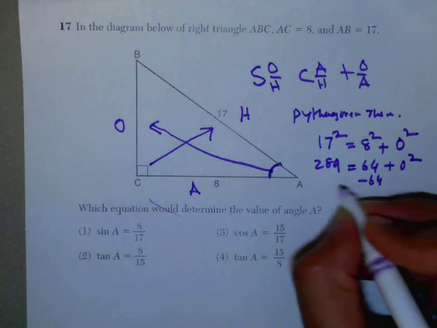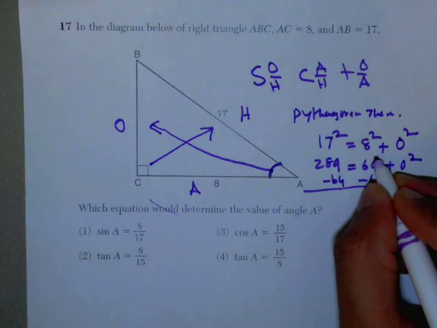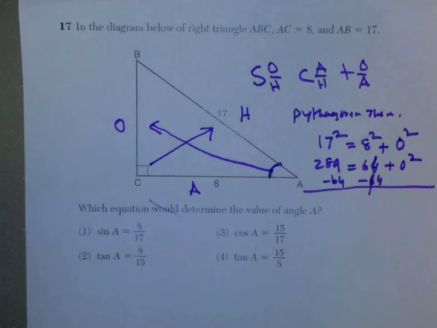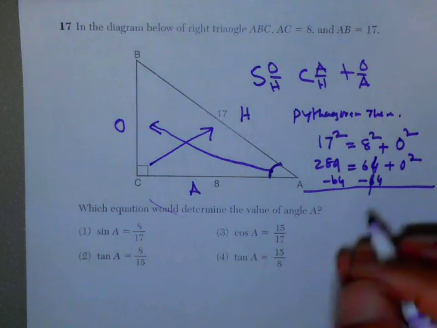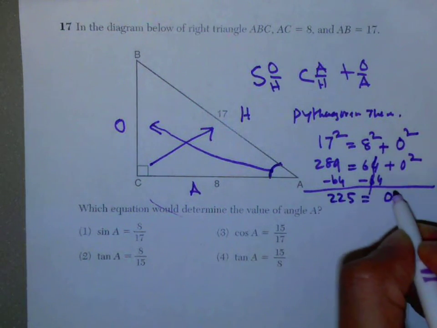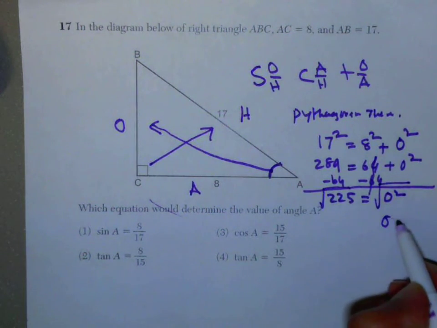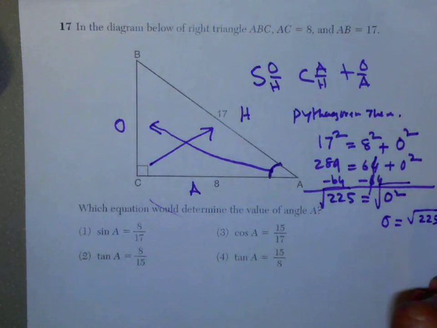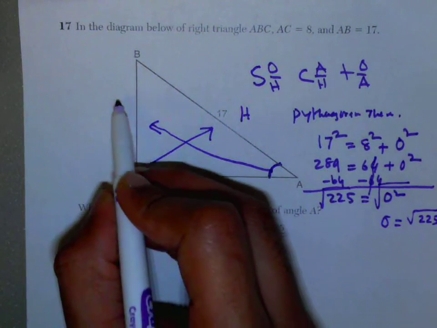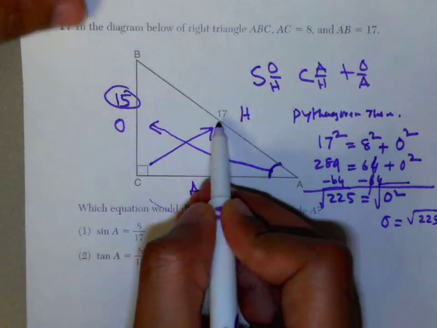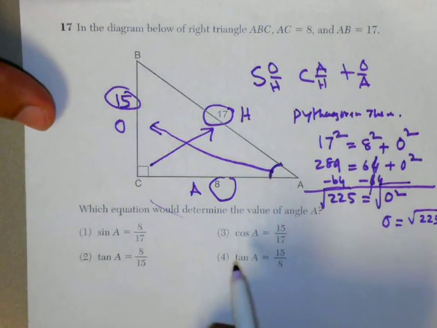Then we take 64 from both sides of the equation. This will cancel out, so we have 289 minus 64. That's 225 equals O squared. In order to find O, we need to take the square root on both sides. So O will be the square root of 225, which is going to be, hold on a second, square root of 225, which is 15. So this side, O, is 15. Now we know this side, we know this side, and we know this side. So all the sides of the triangle are known.